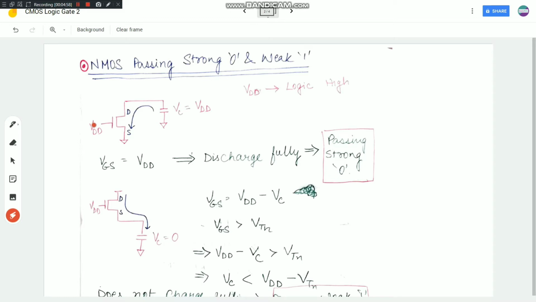Now this VGS will remain as VDD throughout the process as long as this capacitor is not completely discharged. Now since this capacitor discharges fully, we can conclude that this NMOS is able to pass a strong 0. Shall I repeat? Okay, VDD is logic high.